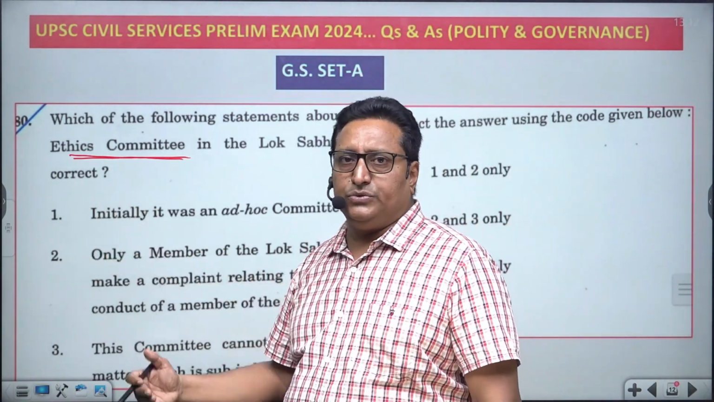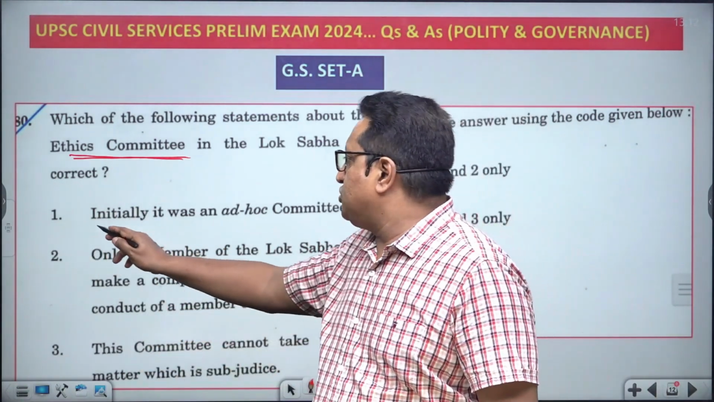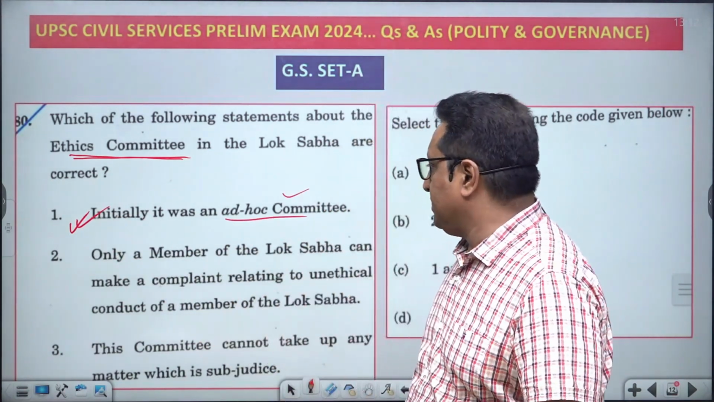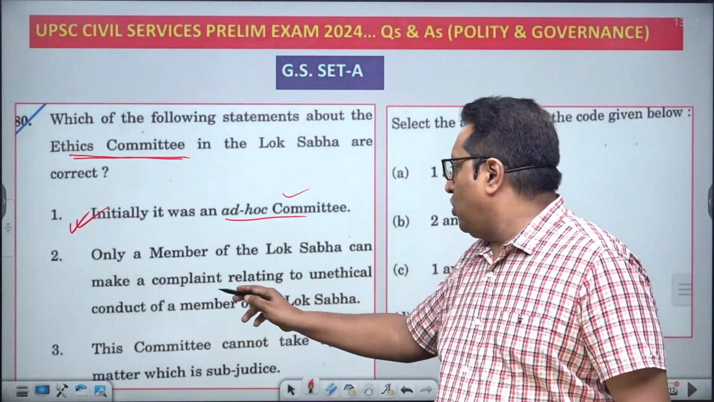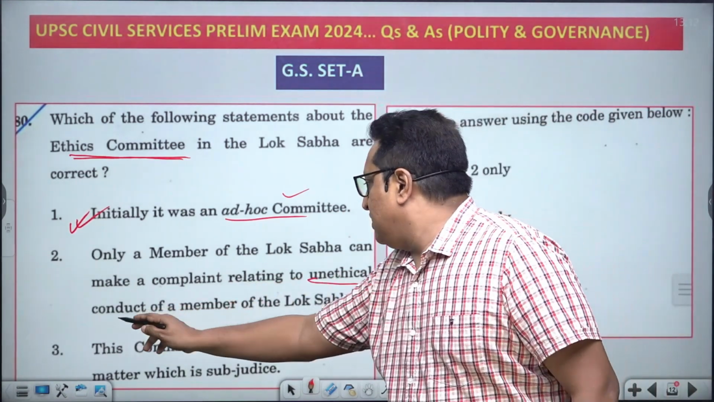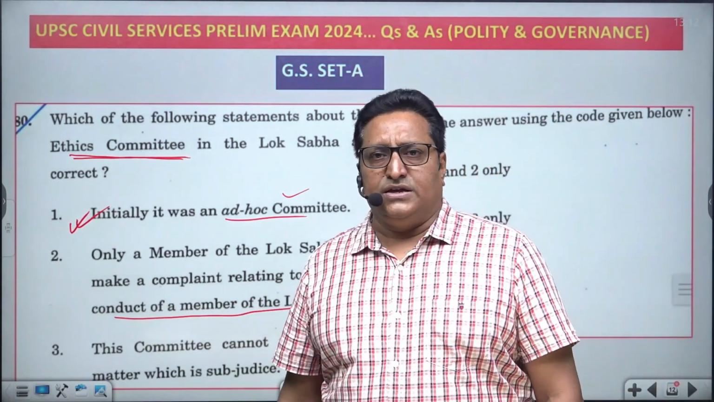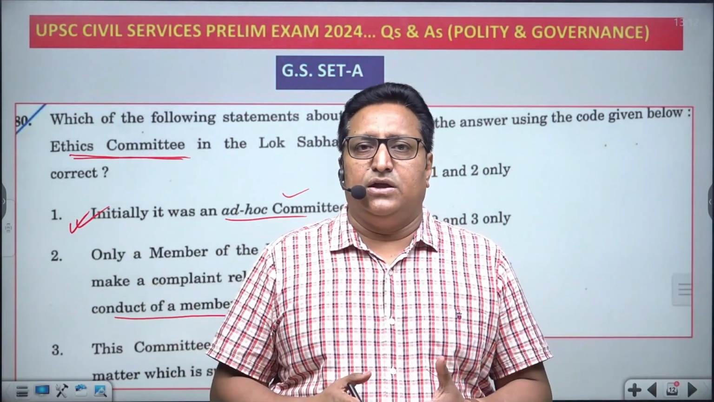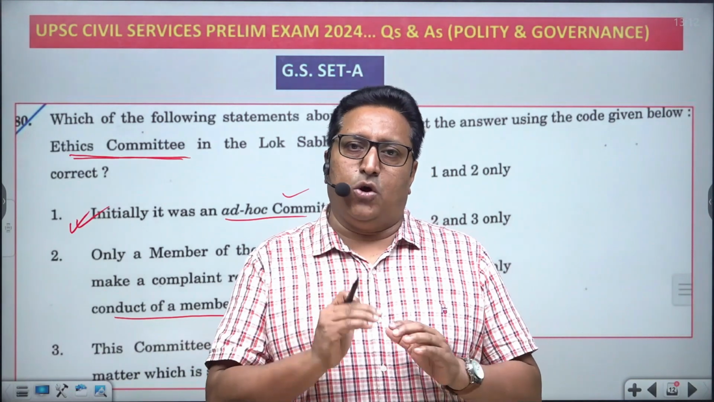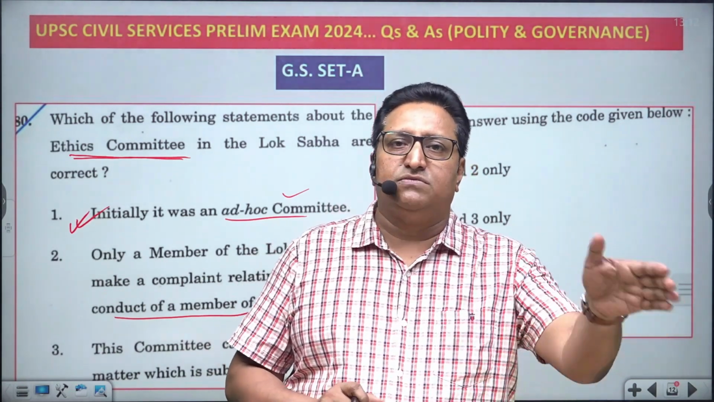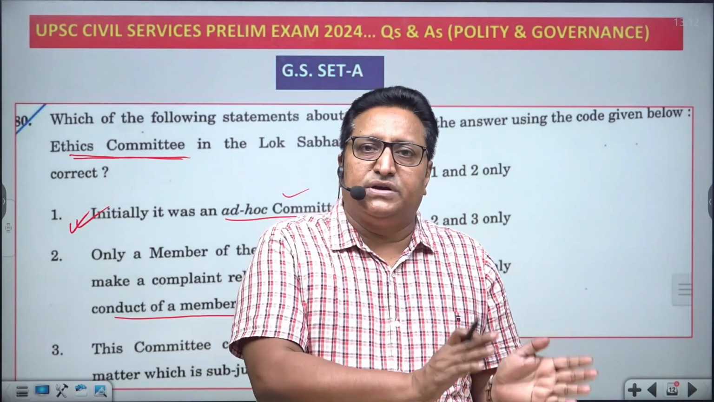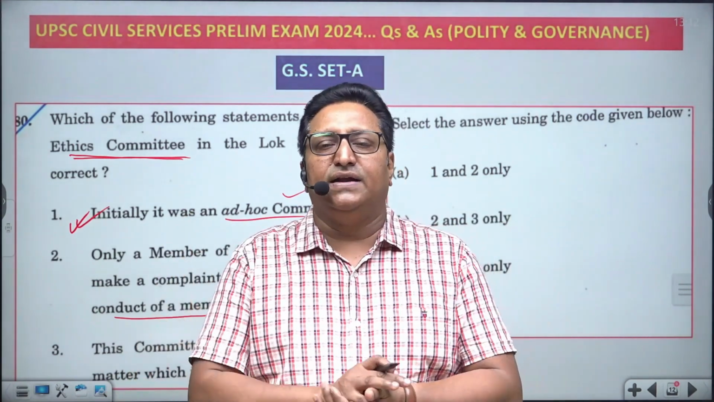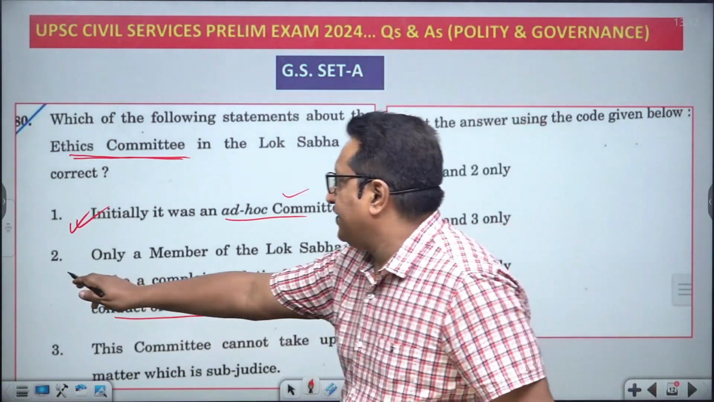Now it says that initially it was an ad hoc committee. Yes, if you go through the genesis of the ethics committee, initially in the Lok Sabha it was constituted as an ad hoc committee, not as a permanent committee. Only a member of the Lok Sabha can make a complaint relating to unethical conduct of a member of the Lok Sabha. Yes, even we ordinary citizens can make a complaint against any Lok Sabha member, but this complaint has to be routed through a Lok Sabha member. So only a Lok Sabha member can file a complaint against any other Lok Sabha member for their unethical conduct. Okay, so this is correct.